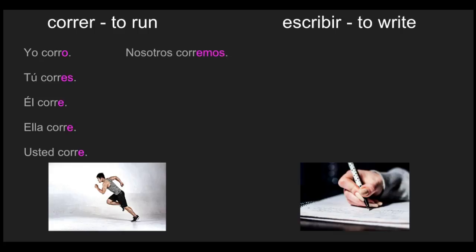Nosotros corremos, we run. Vosotros corréis, y'all run, or you run when you is a group of people in Spain. Ellos corren, they run when they are a group of males. Ellas corren, they run when they are a group of females. Ustedes corren, you guys run, or you just speaking to a group of people.